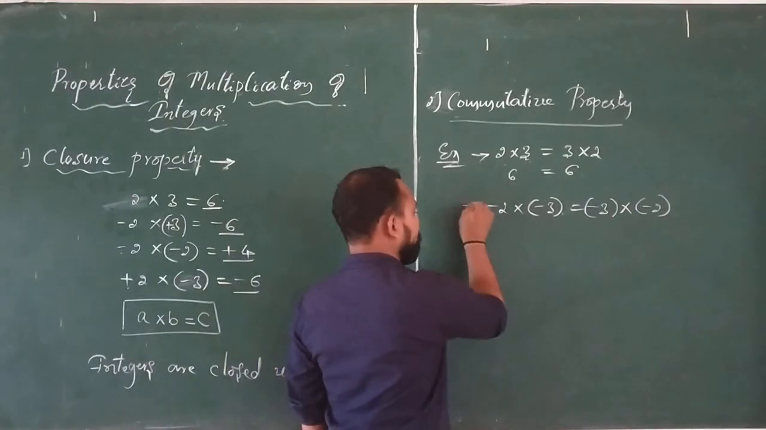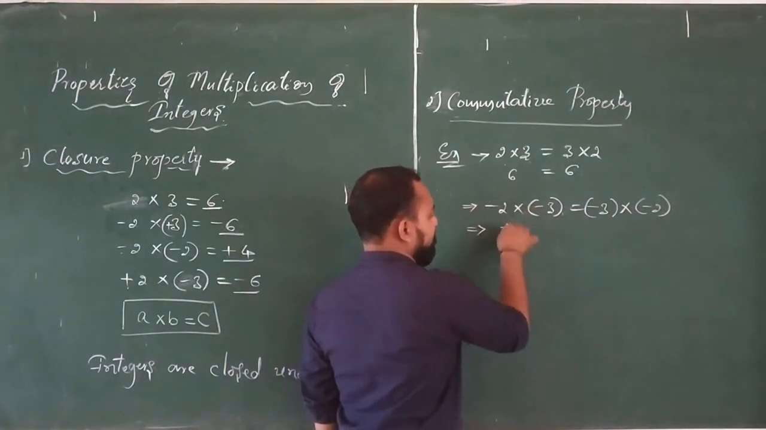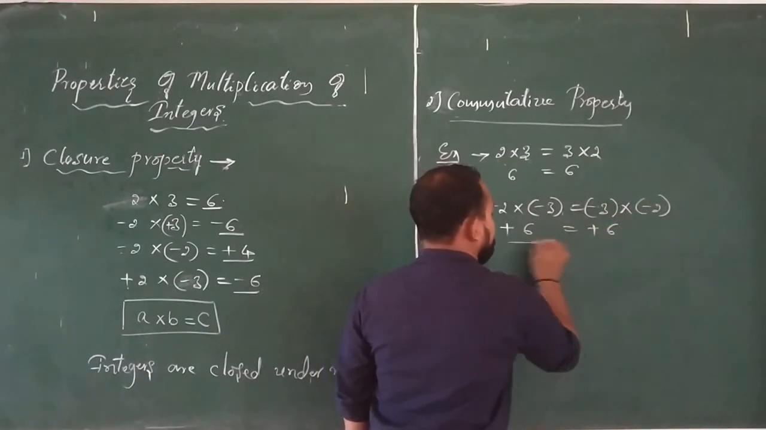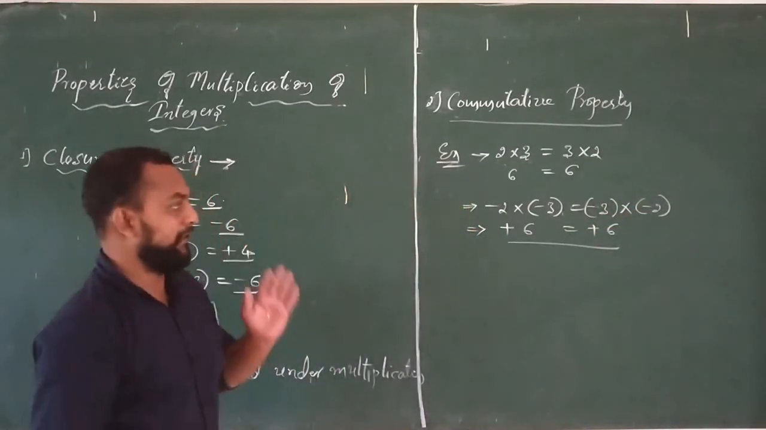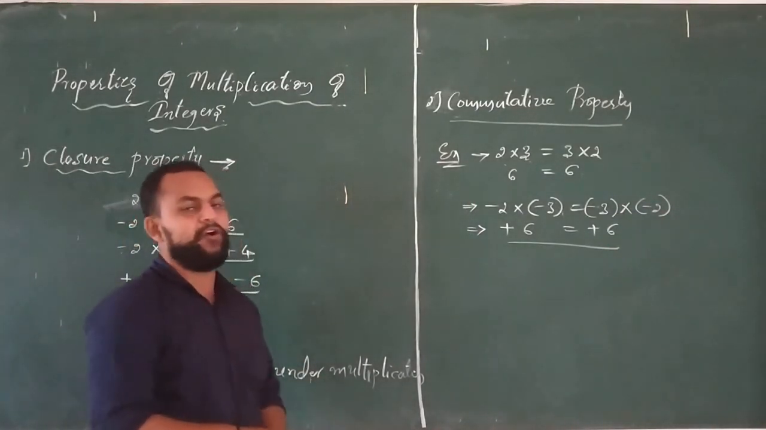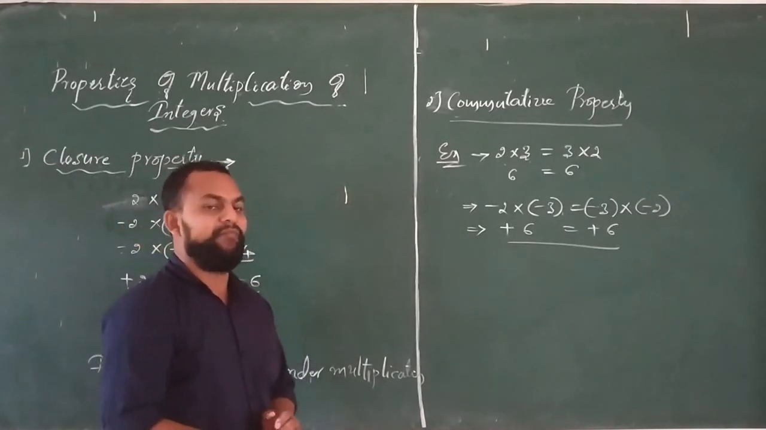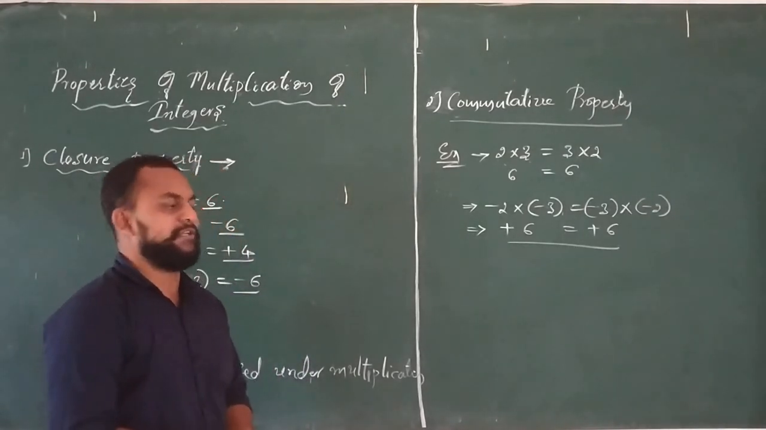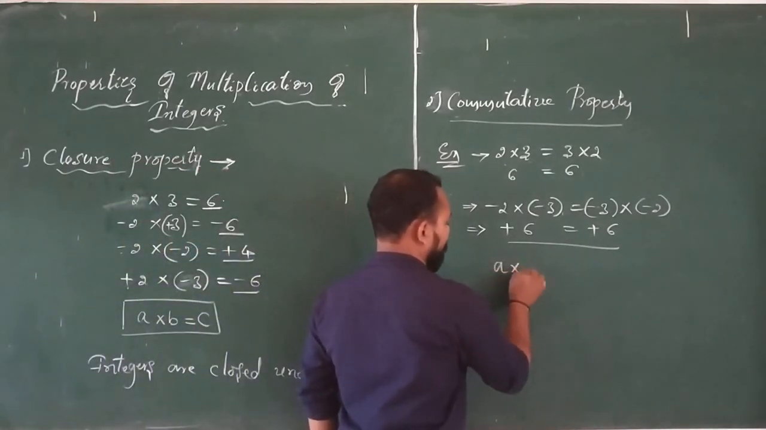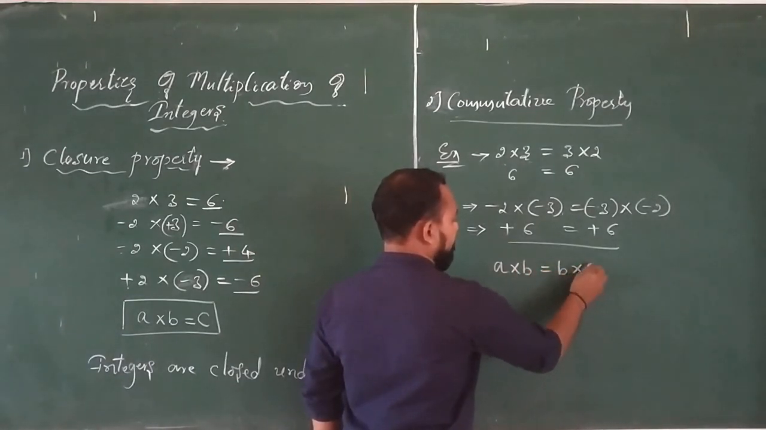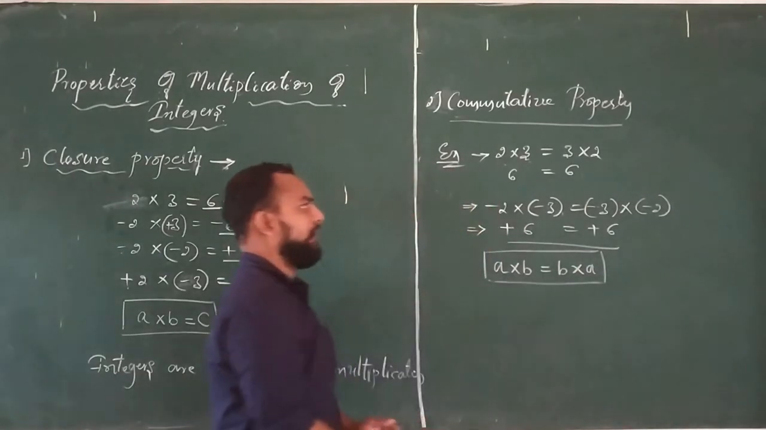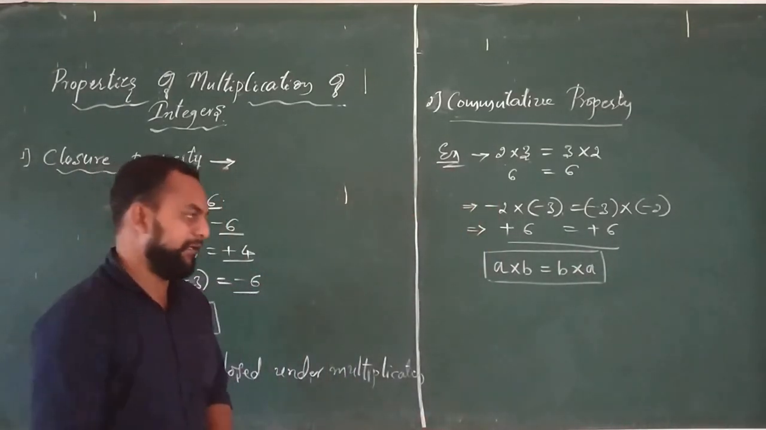Here minus into plus, 2 into 3, 6. Minus into plus, 3 into 2, 6. Then multiply the integers in any order, you get the same value on both sides. LHS equal to RHS. Therefore, in general, a into b is equal to b into a. Now this is the commutative property under multiplication.